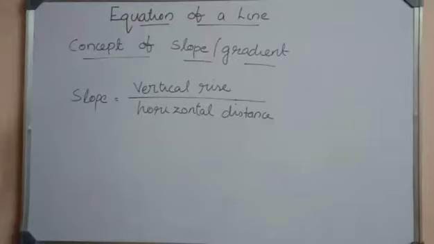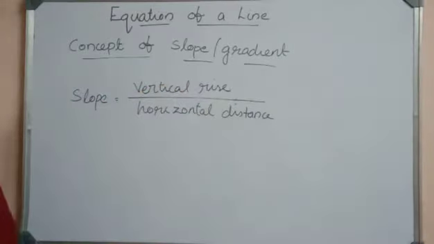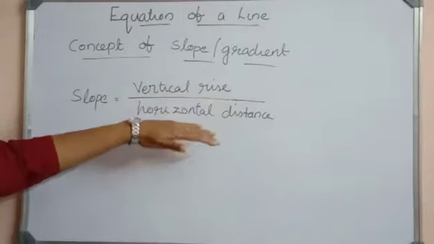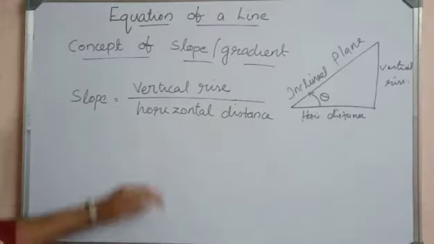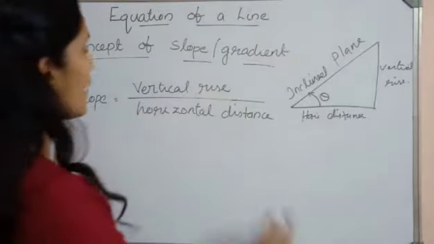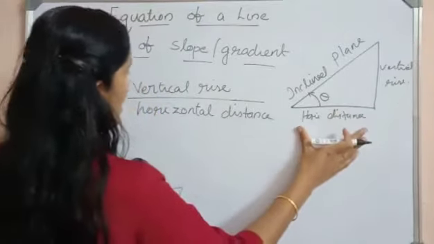Hi everyone, welcome back. In the previous class, we have studied about the inclination of a line. Today, let's see the concept of slope or gradient. The slope of any inclined plane is the ratio between the vertical rise of that line to the horizontal distance. So, the slope of the inclined plane is the ratio between the vertical rise and the horizontal distance.